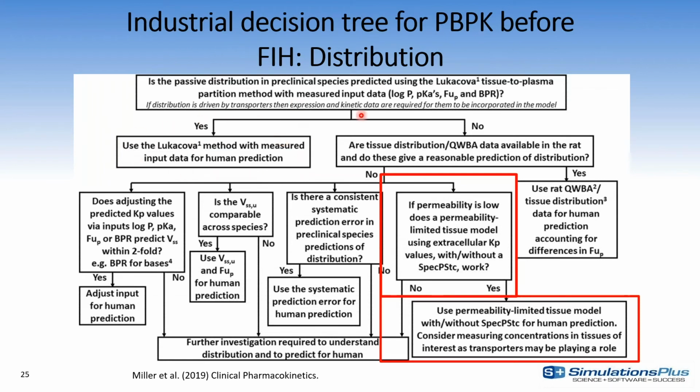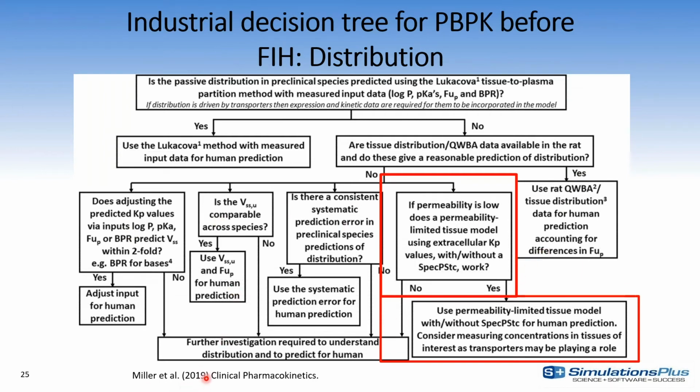But when the default methods fail to predict, they also give a number of choices that you can consider. The next question they ask here is whether the tissue distribution or QWBA data in the rat is available, and do those data give a reasonable prediction of distribution? If yes, we're going to go ahead and use the measured data for the human prediction. If no, then there are a number of choices that you can have here.